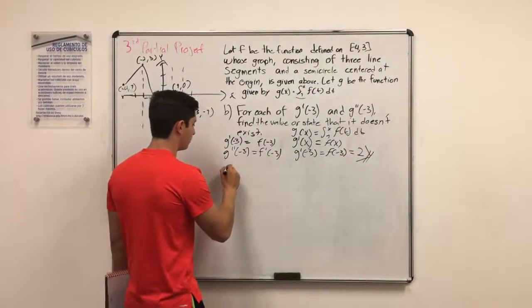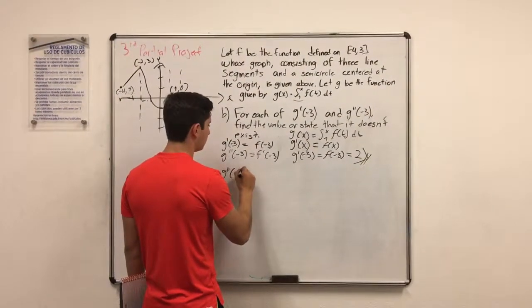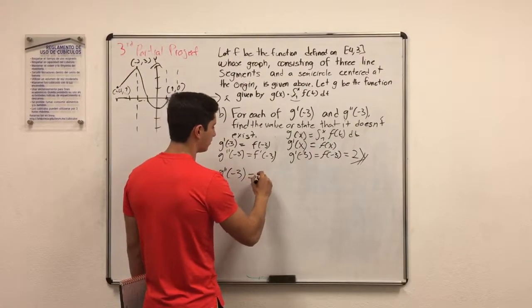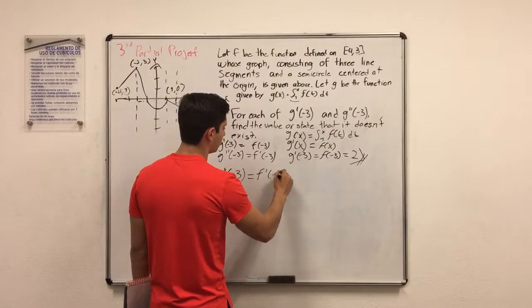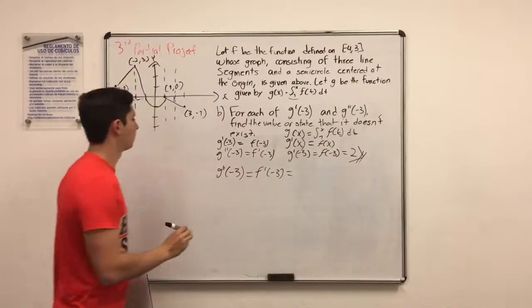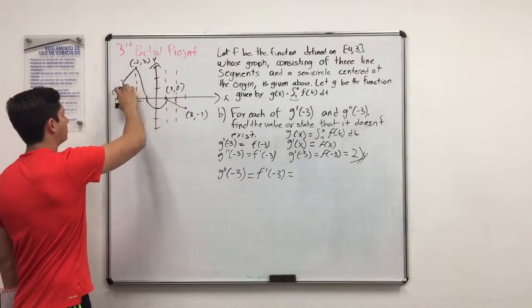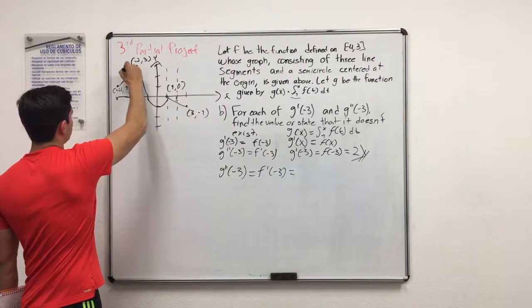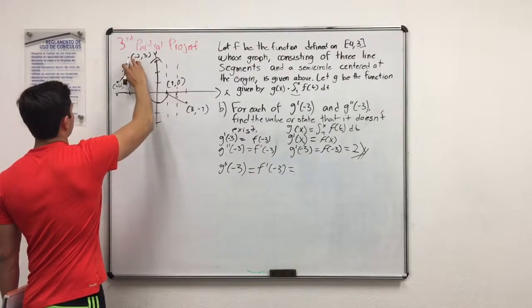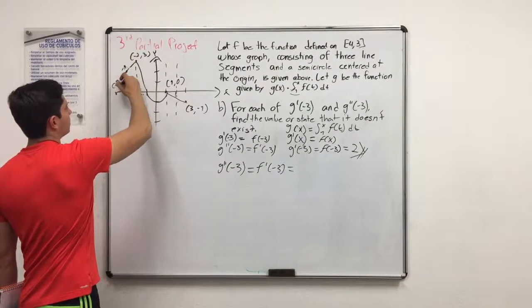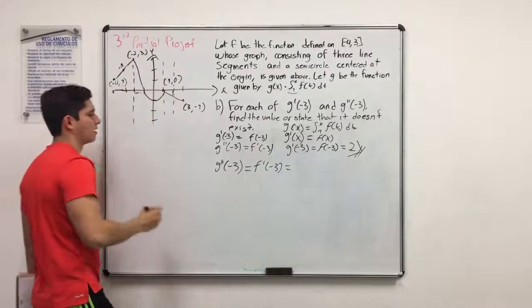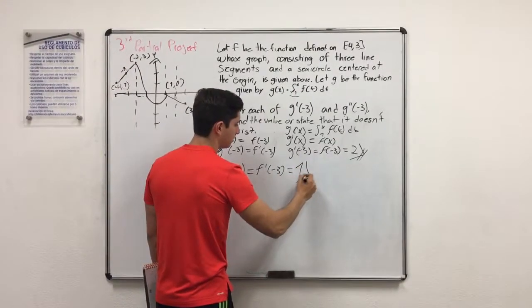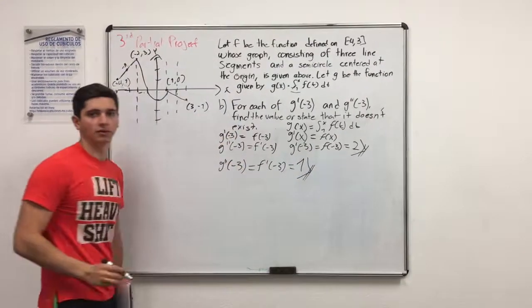Then for the double derivative, g''(-3) equals f'(-3). And for this, we just have to get the tangent line, which over here is at the point -3, and we can see that the slope of the tangent line is just 1. So this is the value of g''(-3).